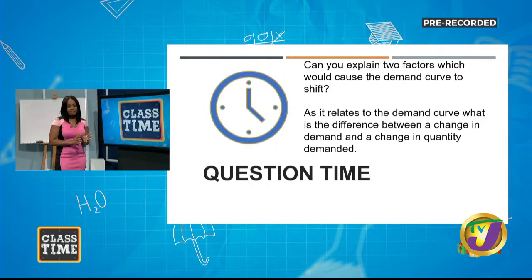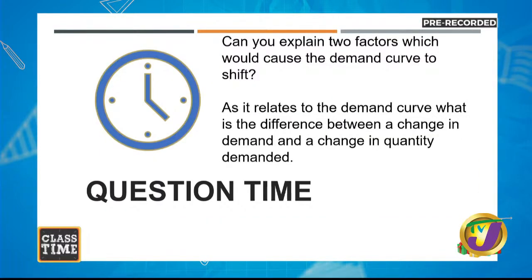All right, so question. Can you explain 2 factors which would cause the demand curve to shift? I think I mentioned about 6 factors. And also, as it relates to the demand curve, what is the difference between a change in demand and a change in quantity demanded?